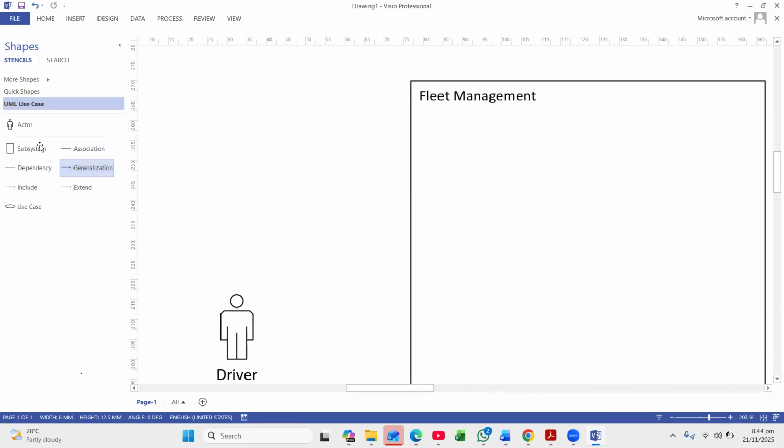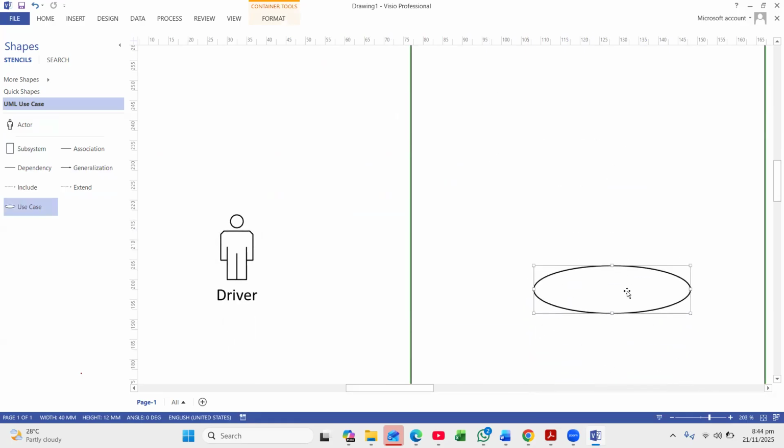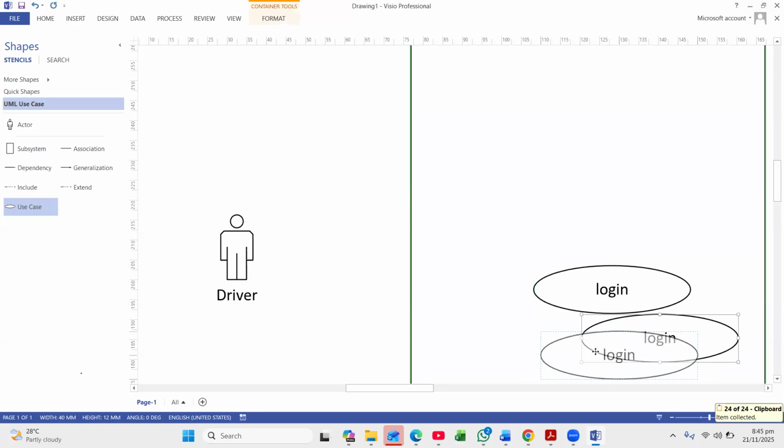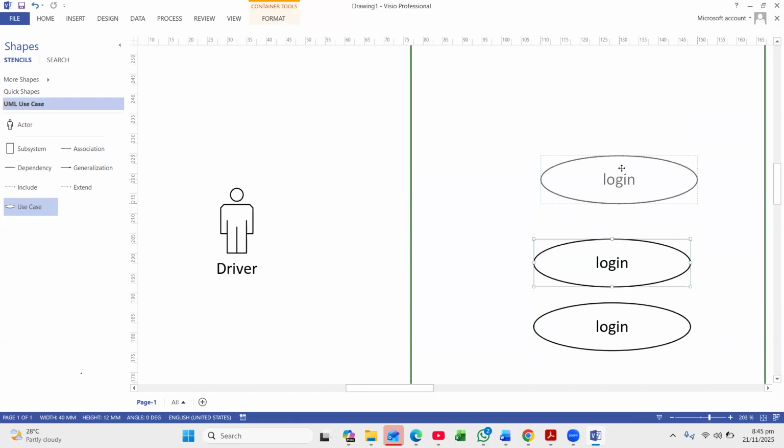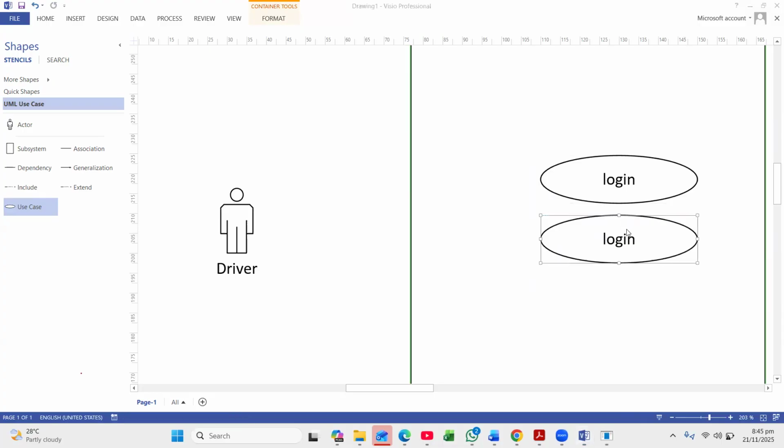Now in here, I'll start to have my use cases. So here I have my use case. The first one would be login, because obviously both of them are going to log into the system, so I know who is using the system, right? The second one is going to be over here. Make sure they are in line. Okay, this is fine. Good. And here is going to be updating the mileage of the fleet.